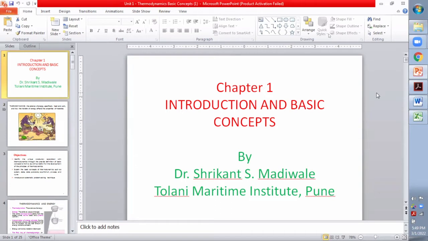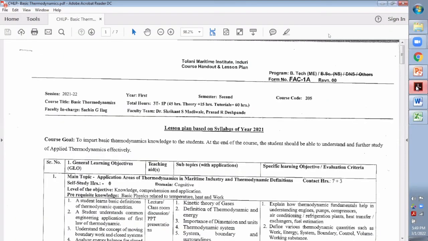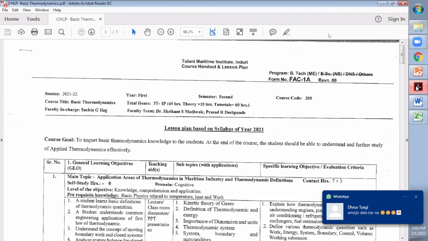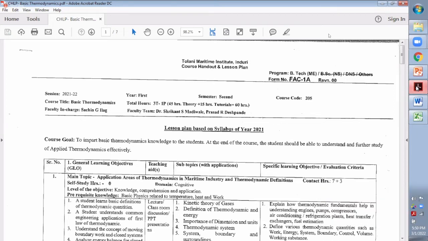Before moving into the depth of the subject, Basic Thermodynamics, and its units, I would like to discuss one document which I already shared with you. Is my screen visible to all of you? Yes, sir. Okay. So I want to discuss this document. The name of this document is course handout, called CHLP, that is, course handout and lesson plan.